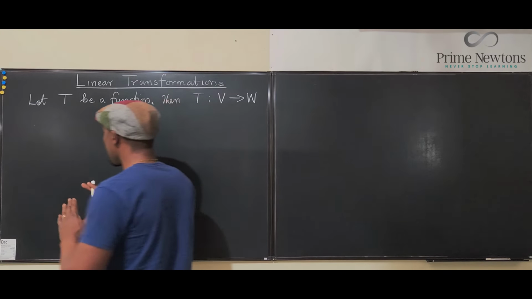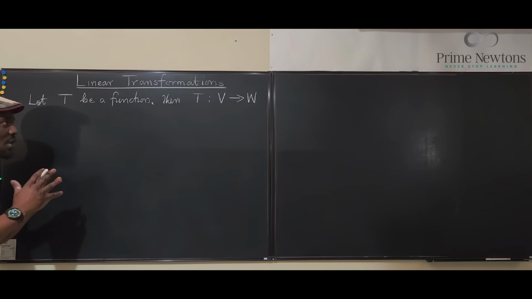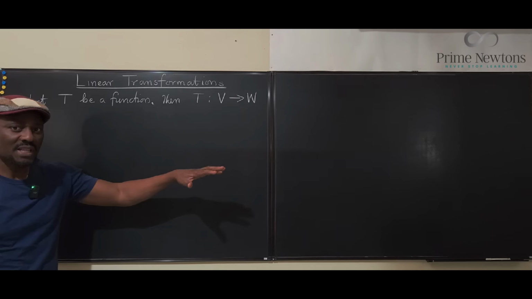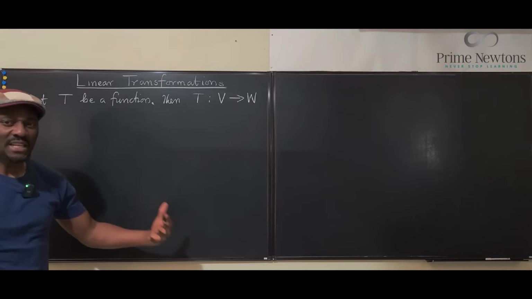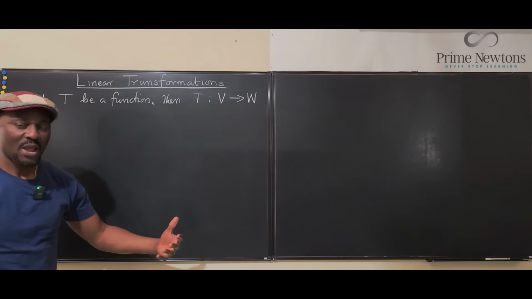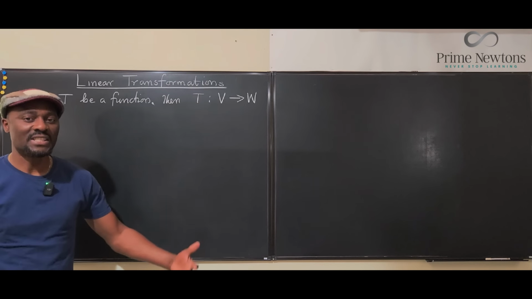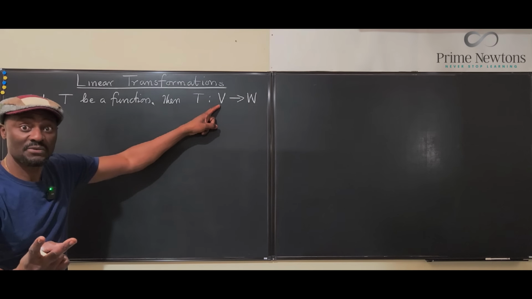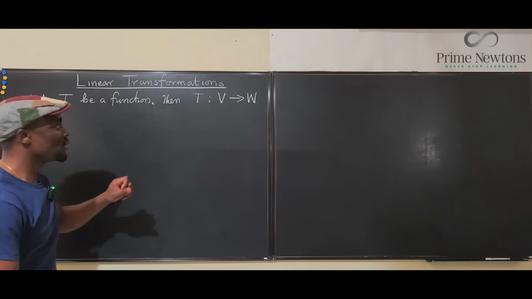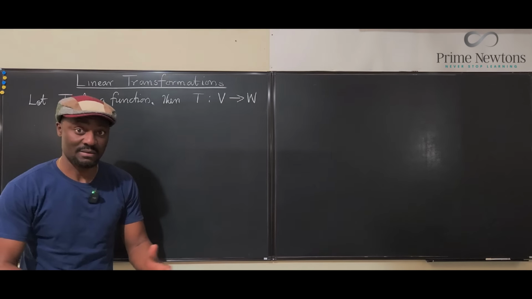Now, just as we had linear functions in algebra, a transformation can be linear. How can you say it is linear? If you take anything from V, or any two things from V, and you try to transform them together.